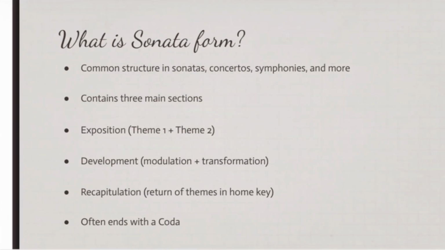So what exactly is sonata form? It's a structure commonly used in the first movements of sonatas, concertos, symphonies, and string quartets, especially during the classical and romantic eras. It has three main sections: exposition, where two contrasting themes are introduced; development, where those themes are broken down, transformed, and moved through different keys; and recapitulation, where the original themes return, now both in the home key. Many sonata movements also end with a coda, a concluding section that brings everything to a final close.